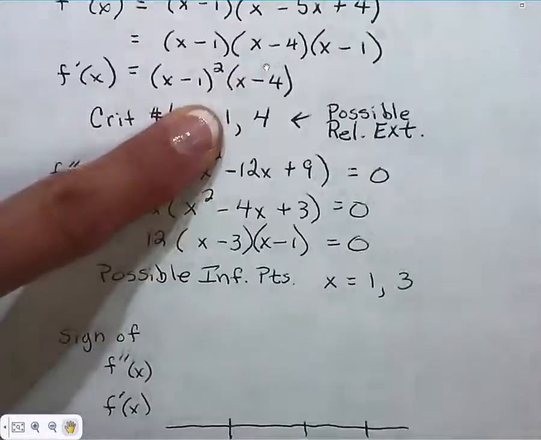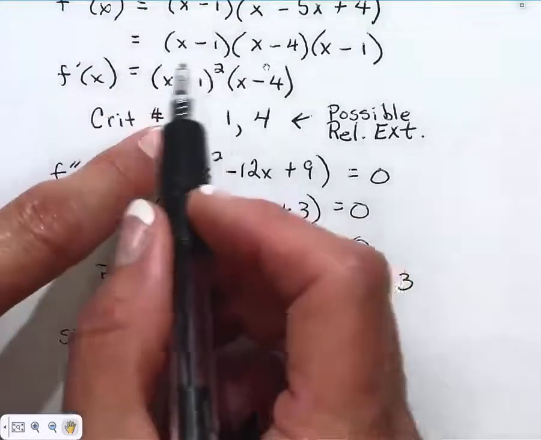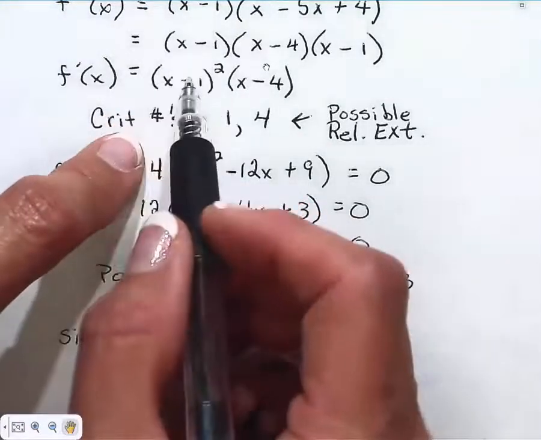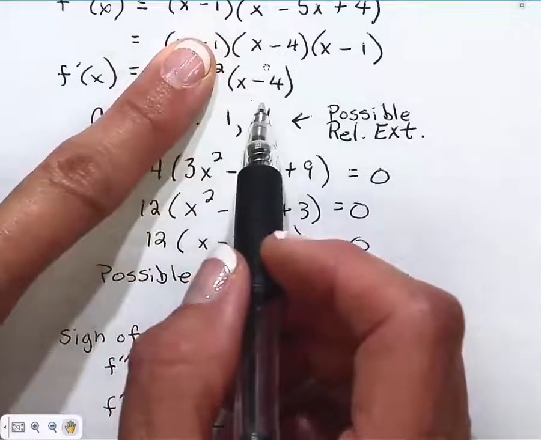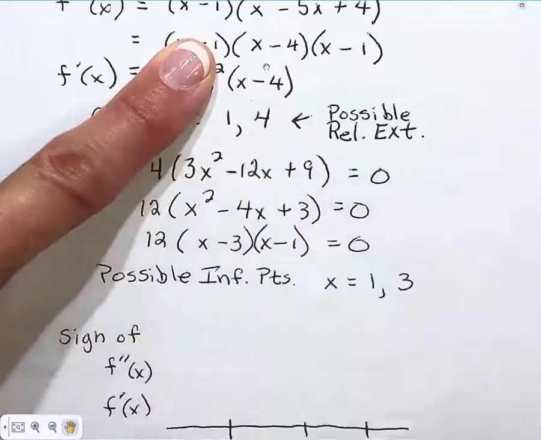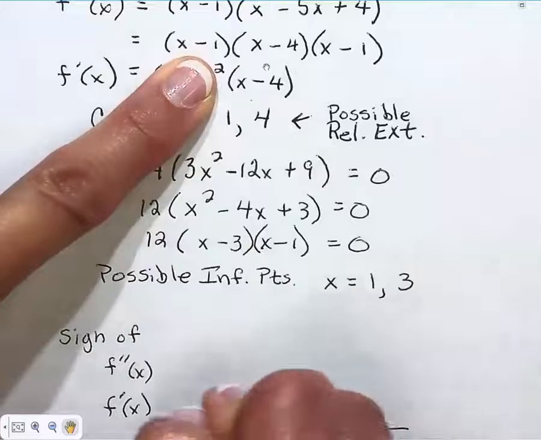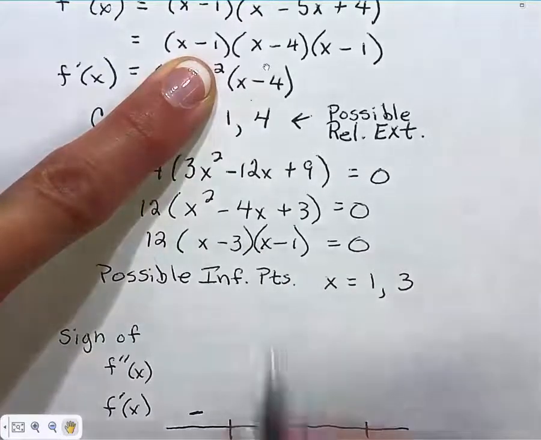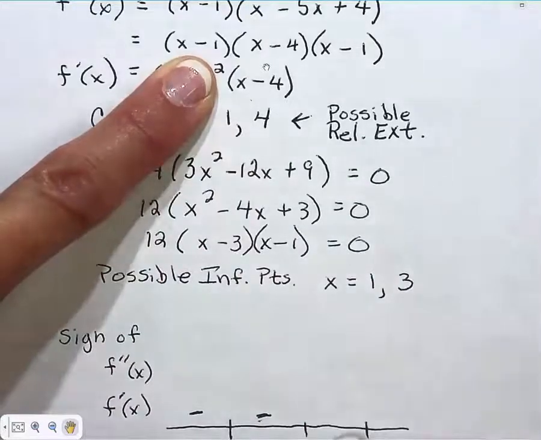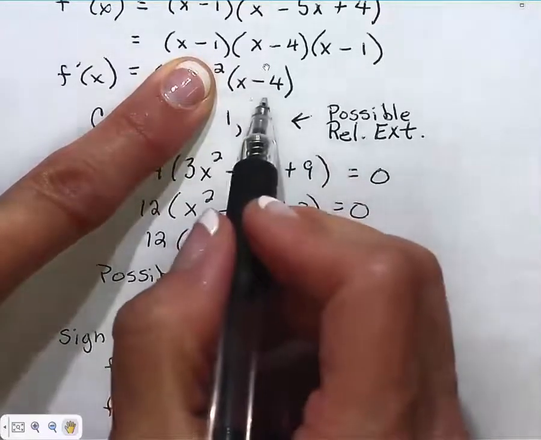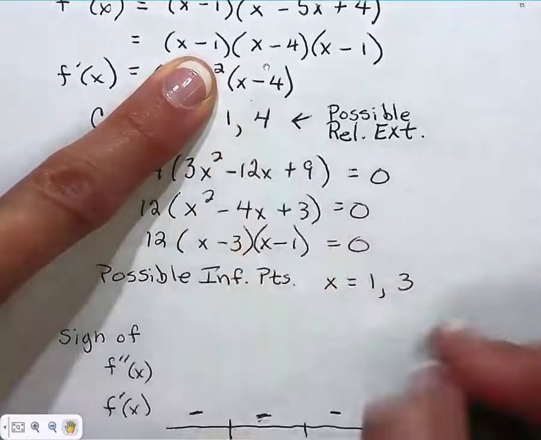Here's my first derivative. I noticed that no matter what x is, this first term can't be negative. So really, I only care about the sign of the second term. Does that make sense? All right. If I let x be 0, the second term is going to be negative. If I let x be 2, the second term is going to be negative. If I let x be 3.5, the second term is going to be negative. And if I let x be 5, the sign of the second term is going to be positive.